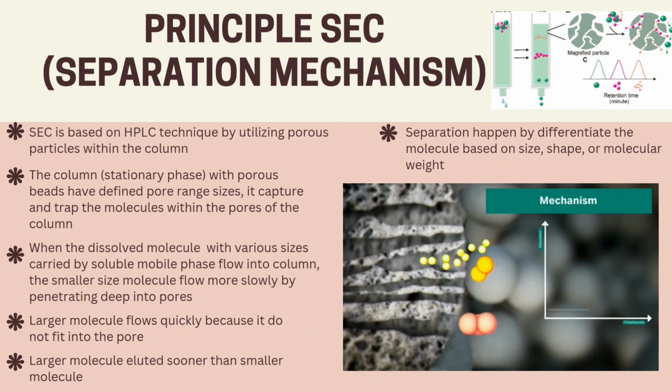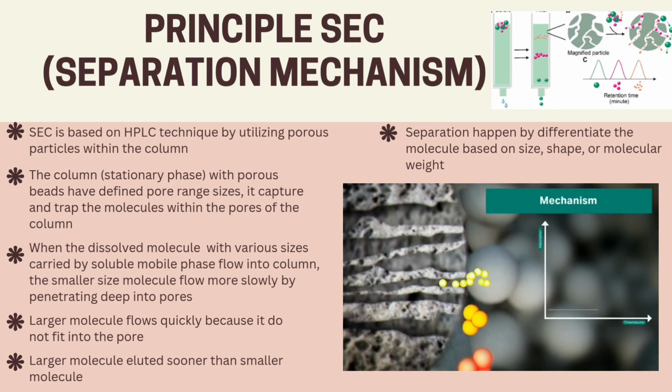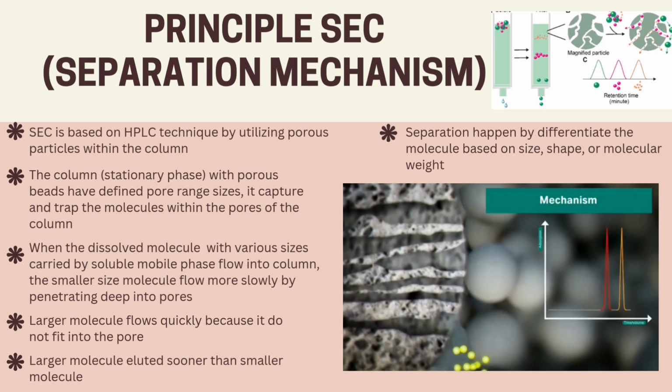Look at the video. When the dissolved molecules of various sizes, carried by a soluble mobile phase, flow into the column, the smallest molecules flow more slowly by penetrating deeper into the pores, while large molecules flow quickly because they do not fit into the pores. Large molecules elute sooner than smaller molecules, while medium molecules will elute later than the larger molecules.